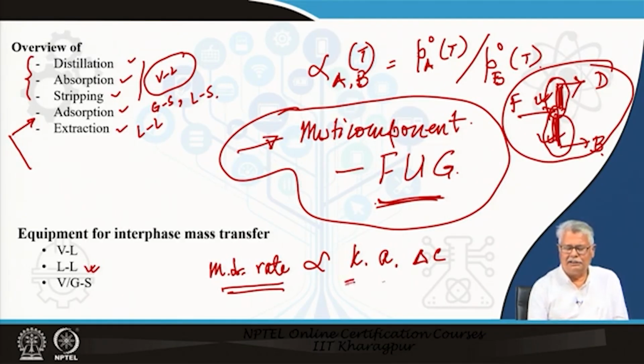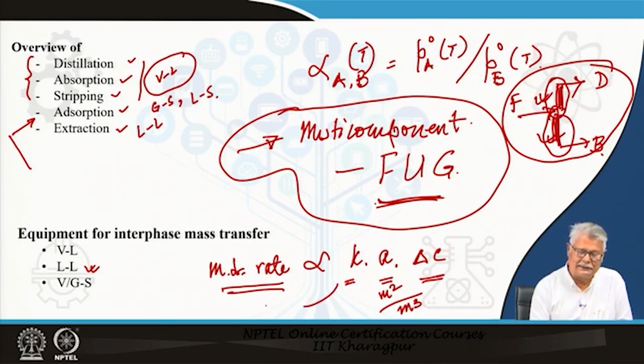You can increase K, you can increase A, you can increase delta C. Delta C is basically decided by what? It is the initial to the final concentration, grossly just a conceptual indication of the difference in concentration that you are going to achieve in your piece of equipment. K is the mass transfer coefficient and A is the specific area through which the mass transfer takes place. Typically, the unit of this could be meter square per meter cube of the equipment volume or equipment active volume, whatever you see.